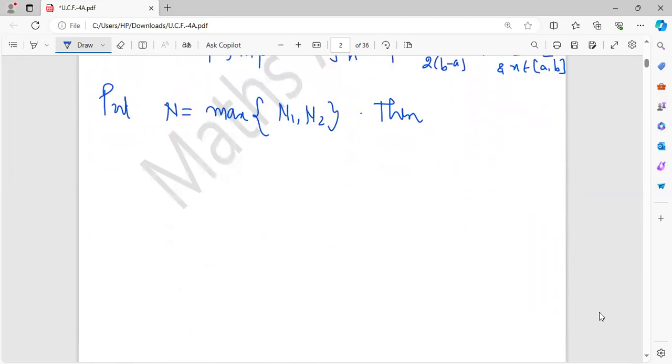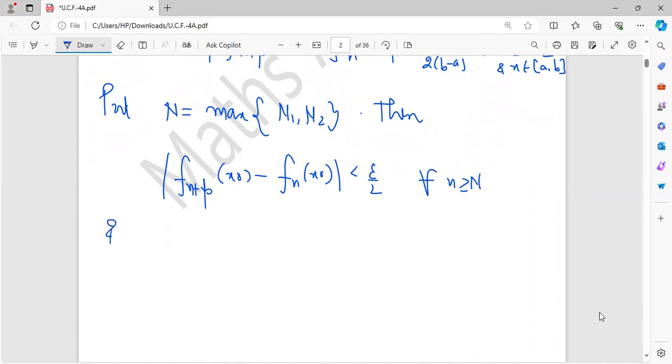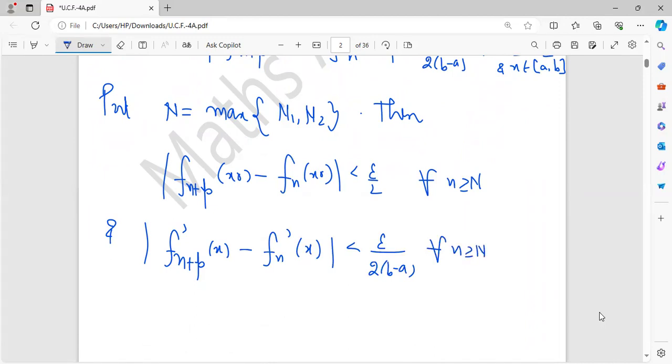Then what do we have? We have |f_{n+p}(x0) - f_n(x0)| less than epsilon by 2 for all n greater than or equal to capital N, and |f_{n+p}'(x) - f_n'(x)| less than epsilon upon 2(b - a) for all n greater than or equal to capital N, x belonging to [a, b]. I am calling this combined equation 1. It means both the inequalities we have.